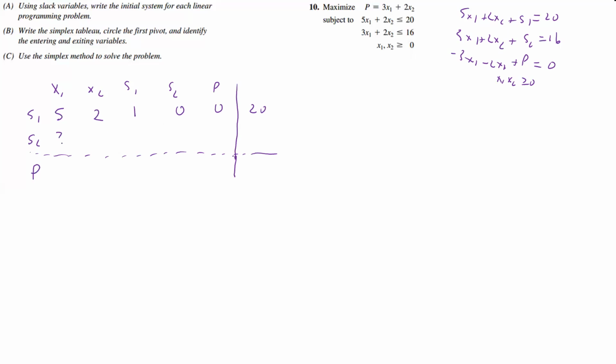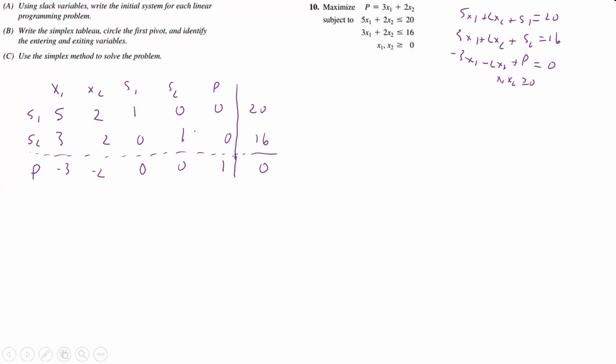Then we have a 3, a 2, now a 0, and now 1, and a 0, and a 16. And now we have a negative 3, a negative 2, a 0, a 0, a 1, and a 0. So this is our initial tableau.